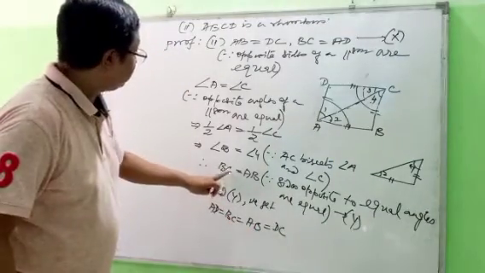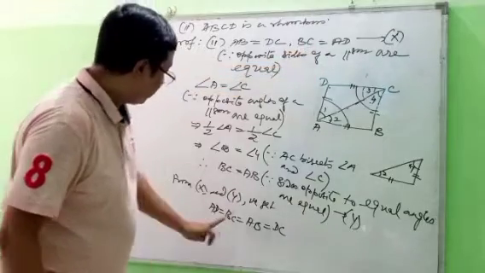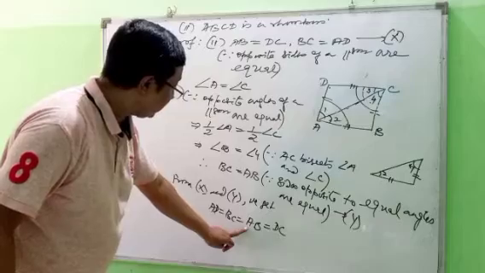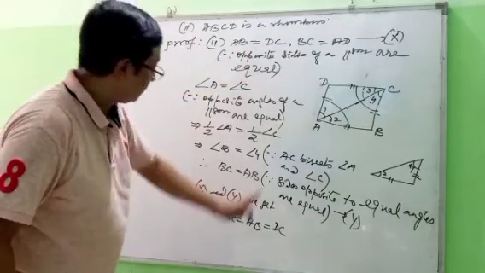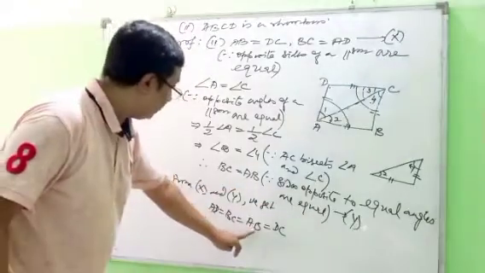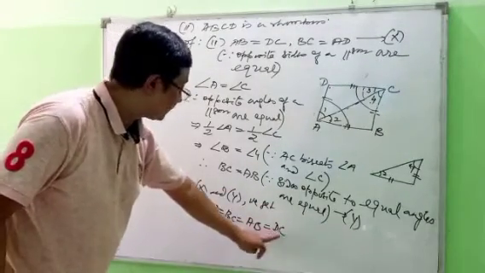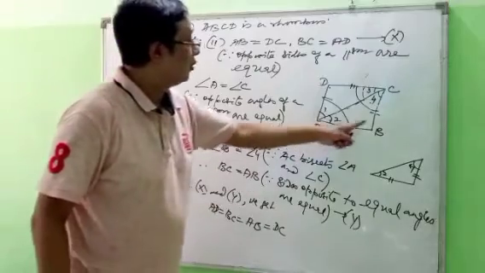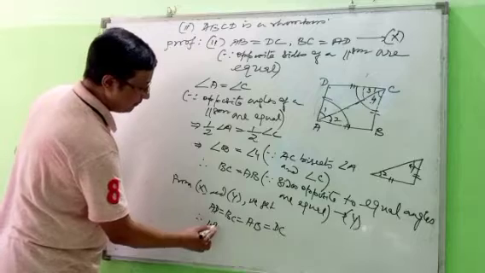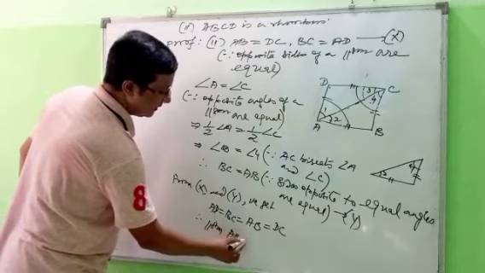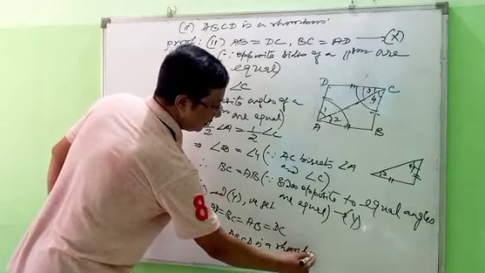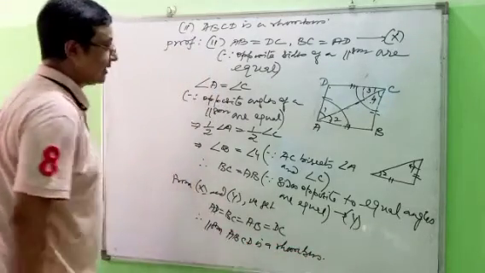Also it is given that BC equals AD, and AB equals DC. That means all the four sides are equal. So AB equals BC equals CD equals DA. That means you got all the four sides equal. So therefore, parallelogram ABCD is a rhombus, because you have proved the four sides equal.